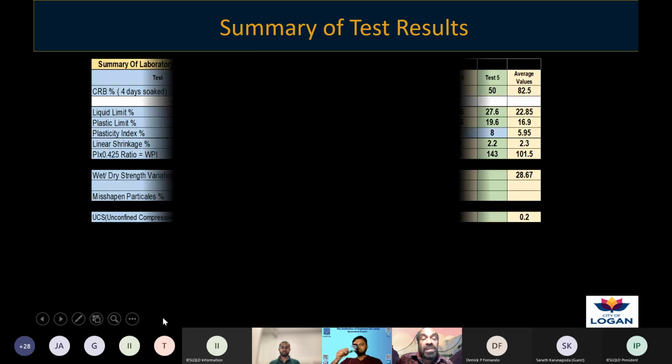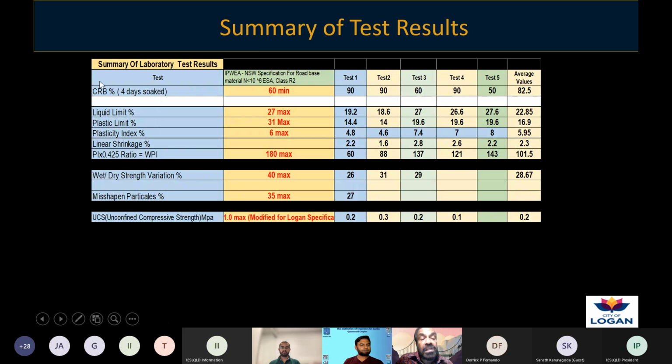Now, a summary of test results. As you can see, we tested CBR values. The minimum is 60 in the specification. We got an average value of 82.5%, from 5 tests. And the liquid limit, plasticity index and plasticity limits were tested and within the tolerance.